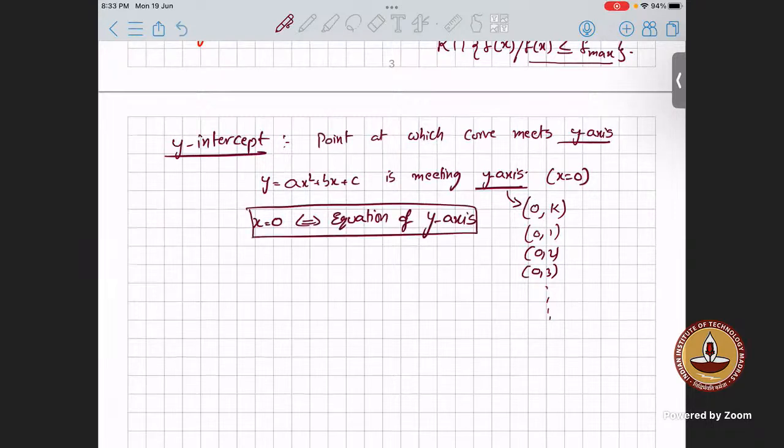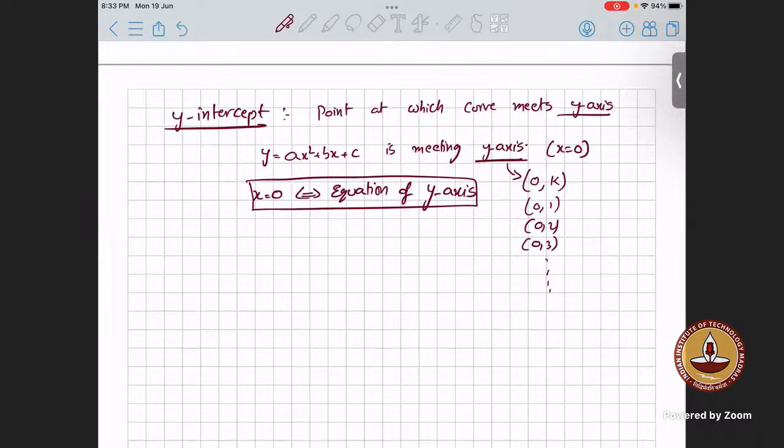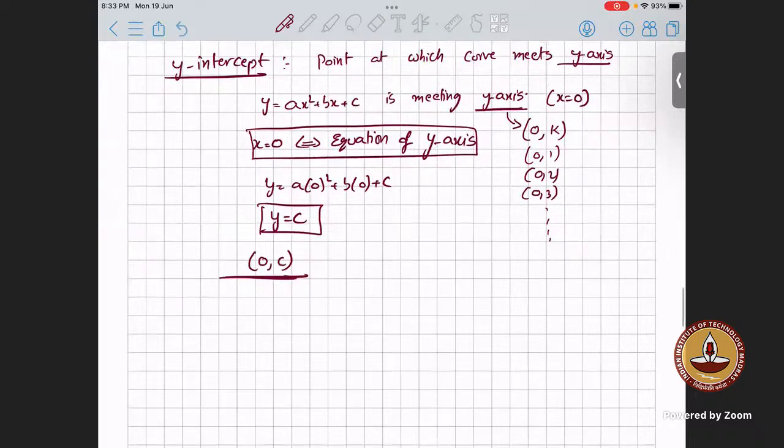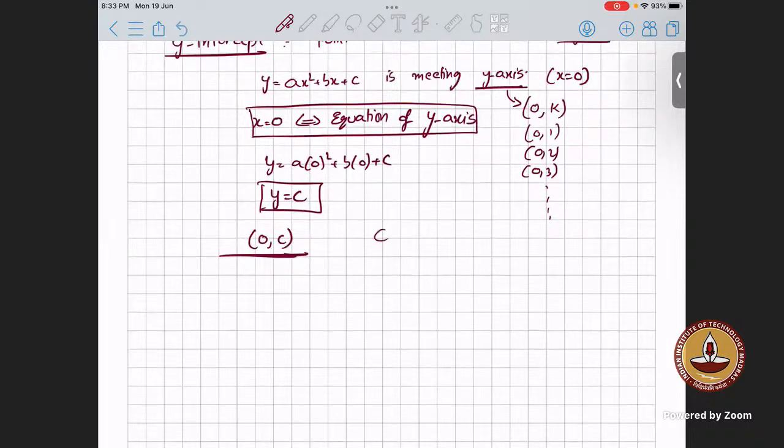So to find the y-intercept, we just put x equal to 0: a into 0 square plus b into 0 plus c. So y equal to c. That means the point is 0 comma c. Agree? Understood? C is the y-intercept. Don't learn it by heart. C is the y-intercept of ax square plus bx plus c. Just try to understand the concept behind it. The c is the y-intercept of a quadratic function.